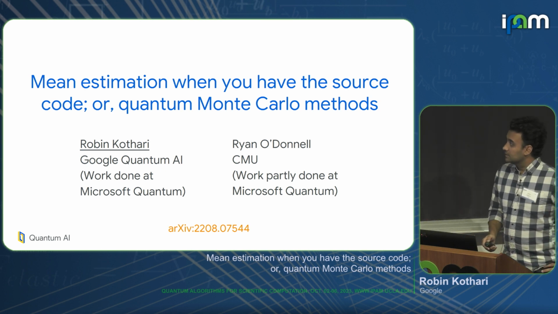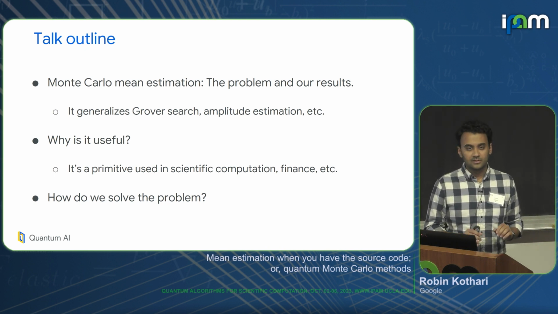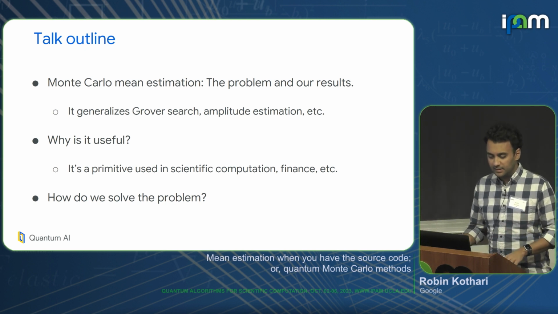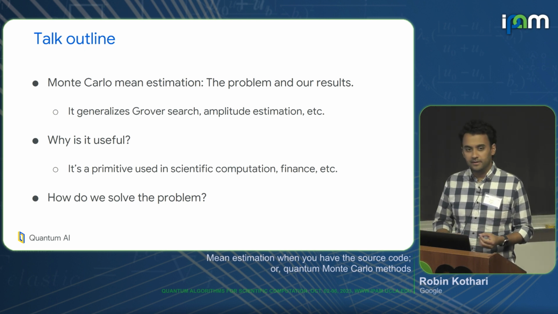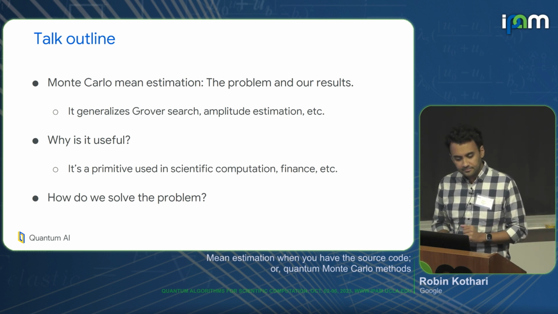Okay, cool. So this is an outline of my talk. I'm going to tell you what Monte Carlo mean estimation is, what the problem is, and what we do. A one-line summary is that you can think of it as a primitive computational task that generalizes Grover search and amplitude estimation, if you know what those are.